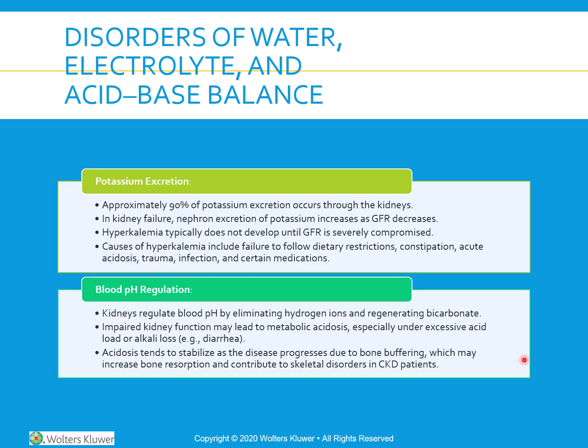So acidosis tends to stabilize as the disease progresses because our bones actually start to help buffer that acid. But this also leads to increased bone resorption and further contributes to some of the skeletal disorders that we see in these patients, which we'll talk about.